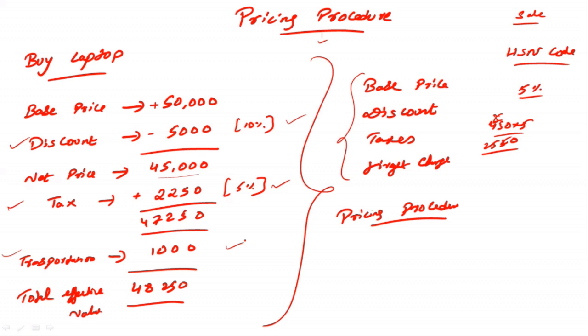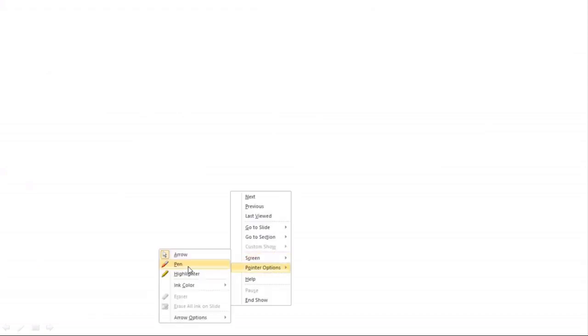Any questions? So let's start discussing each component. First is the discount. Base price is just an amount that you're entering, so we are not discussing the base price now. I'll discuss something regarding base price going forward. So the first component is the discount.